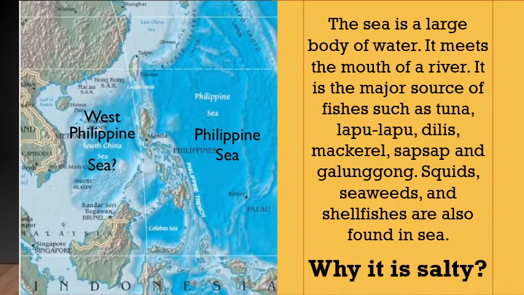The sea is a large body of water. It meets the mouth of a river. It is the major source of fishes such as tuna, lapu-lapu, dilis, mackerel, sapsap, and galunggong. Squids, seaweeds, and shellfishes are also found in the sea.